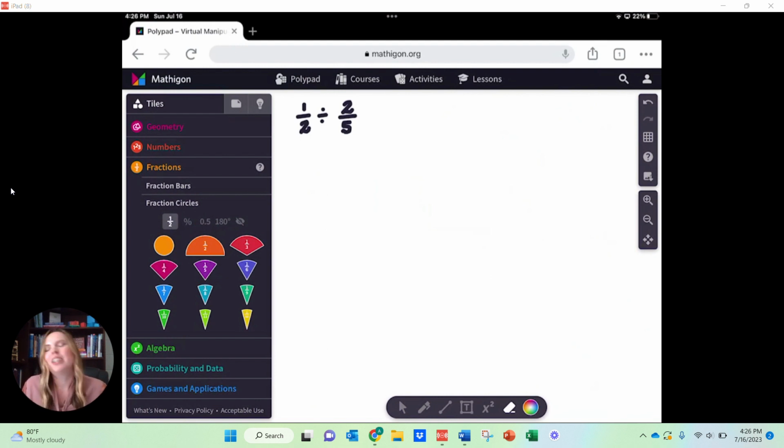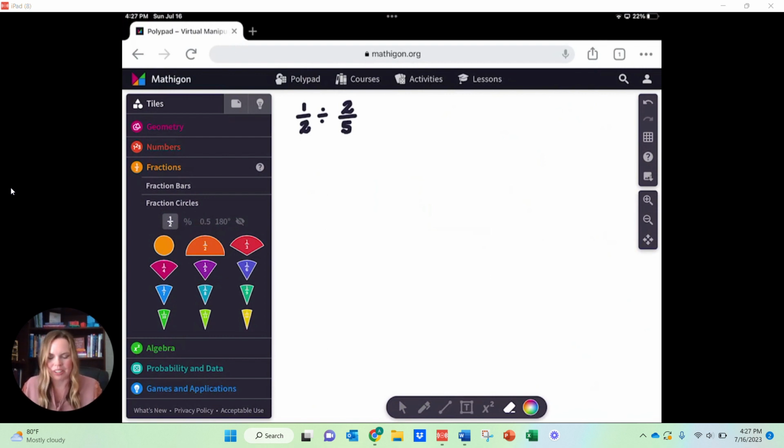So with division, we're cutting into parts, okay? We're trying to figure out how many of one thing is in the other. We're dividing it by that value, figuring out how many, cutting it into that many pieces. So in this case, we're taking 1/2 and we're dividing it by 2/5. So another way to ask this question is how many 2/5 fit into 1/2?